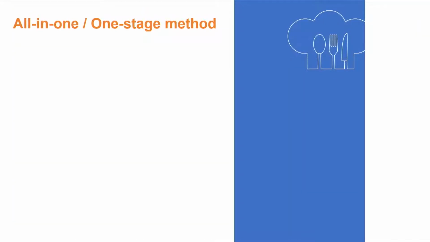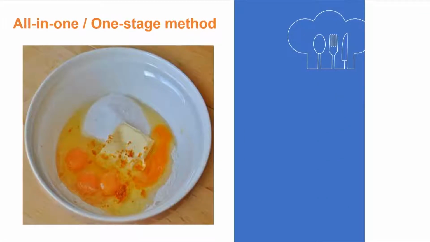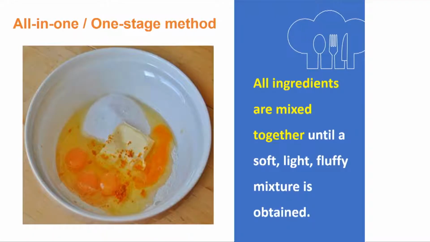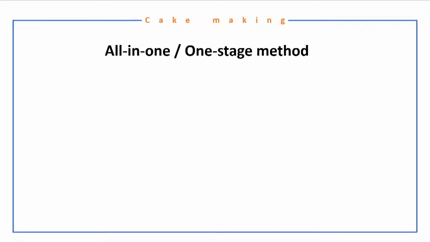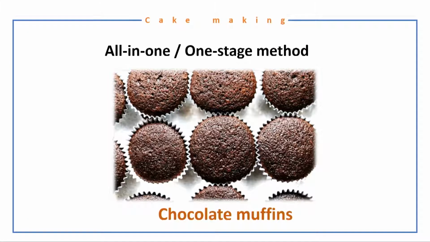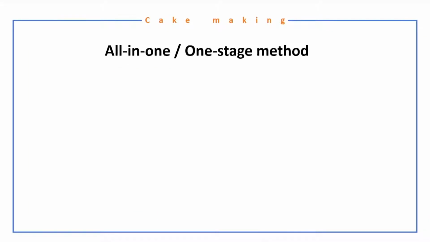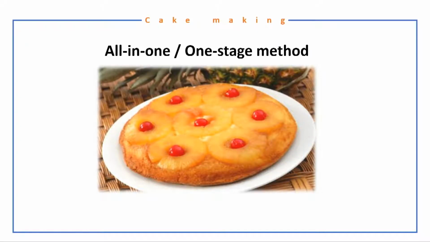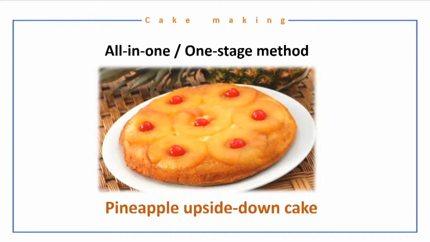The next method is the all-in-one or one-stage method. In this method of cake making, all ingredients are mixed together until a soft, light, fluffy mixture is obtained. The all-in-one or one-stage method can be used to make chocolate muffins. Another example of a cake made by the all-in-one or one-stage method is pineapple upside-down cake.